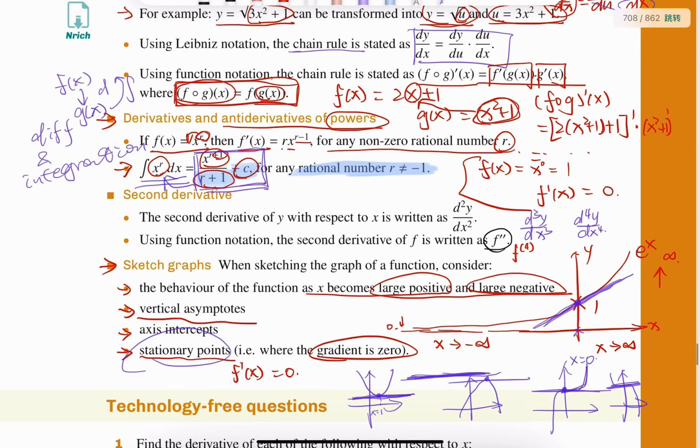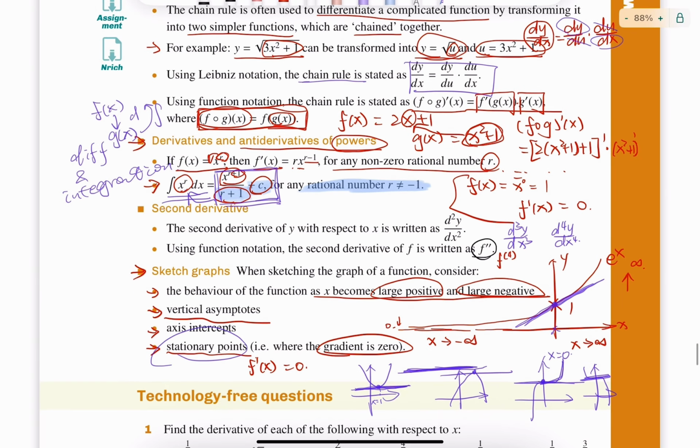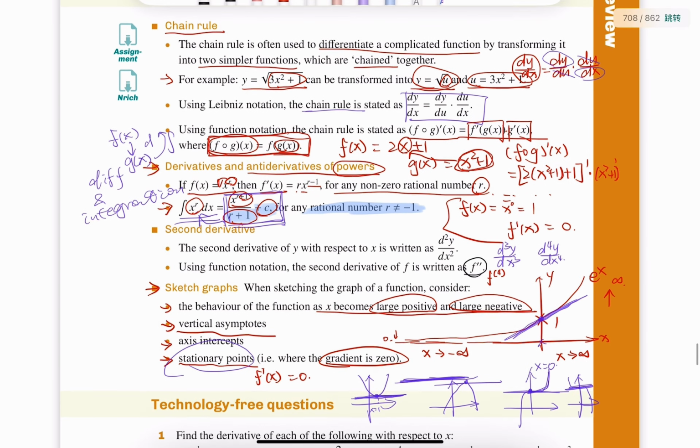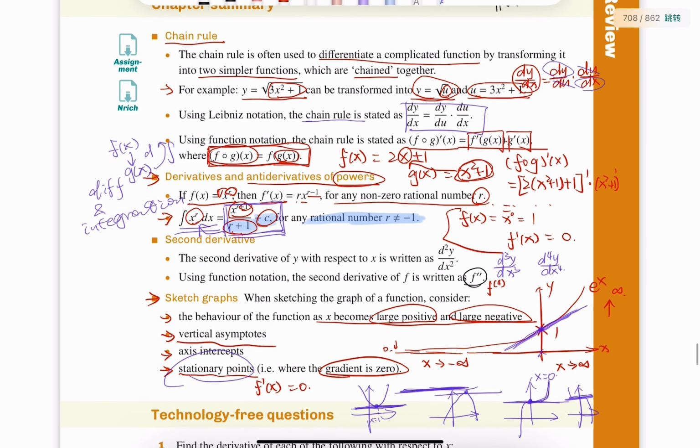So yeah, the stationary points are very important for Unit 1 and 2. And for this chapter, you need to remember the chain rule, the derivative and antiderivative of powers, and how you want to sketch graphs.